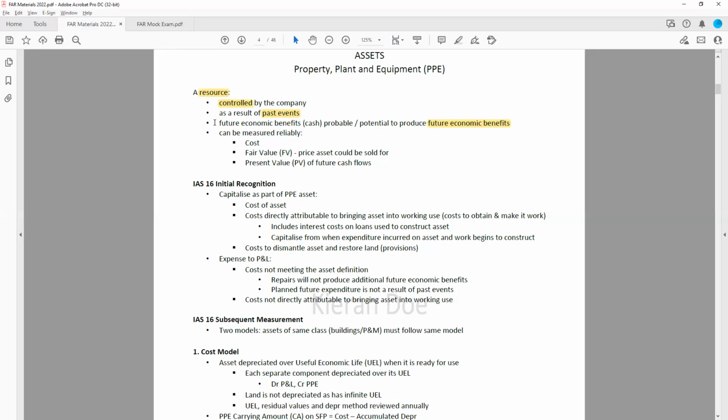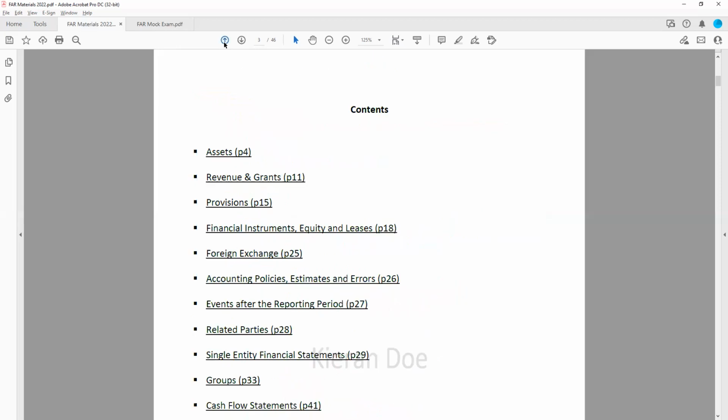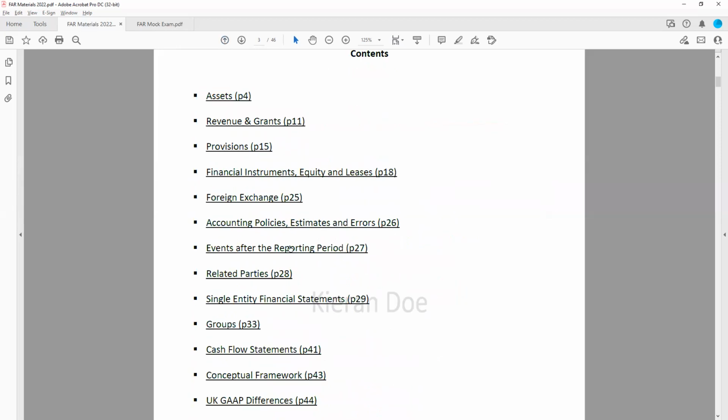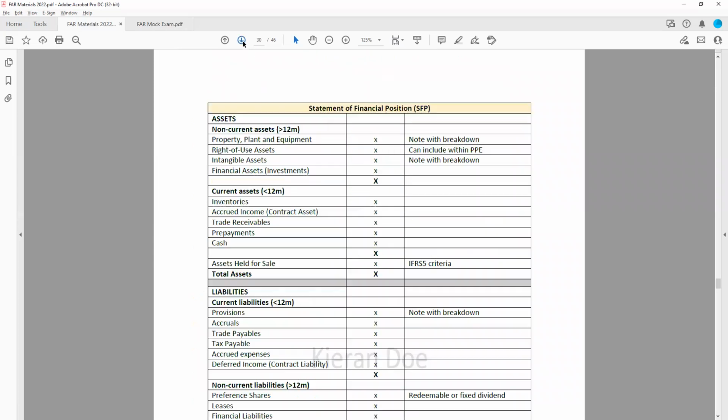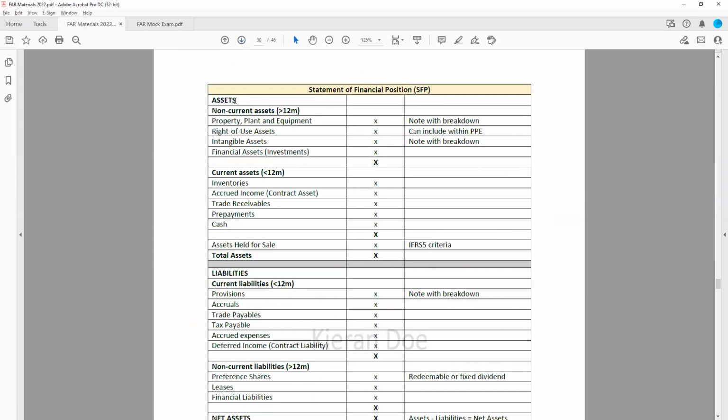So therefore, if the company does have an asset, then it will be included in assets on the SFP. If it's classified as property, plant and equipment, so assets used in the day-to-day normal activities of the business, then it will be under this subcategory of assets, property, plant and equipment.